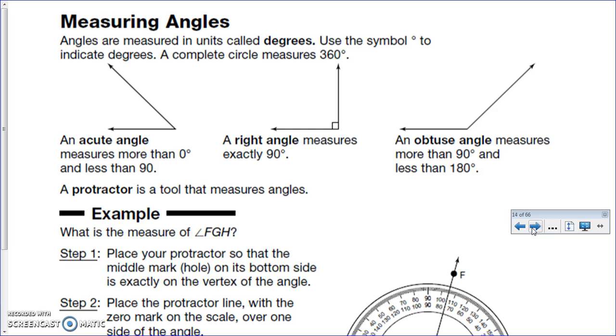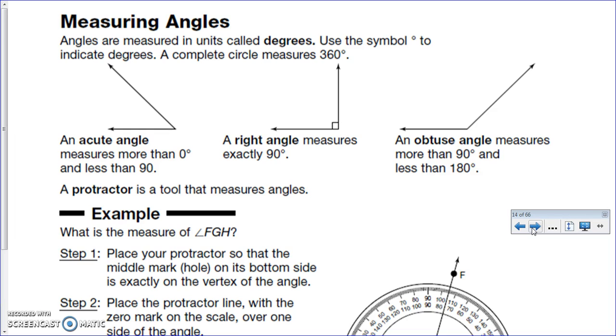For measuring angles, we measure angles in units called degrees. Use the symbol that's a little tiny floating o to indicate degrees. A complete circle measures 360 degrees. So if you start and measure all the way around the circle, you'll come back and you'll end up at 360 degrees. An acute angle measures more than 0 but less than 90.